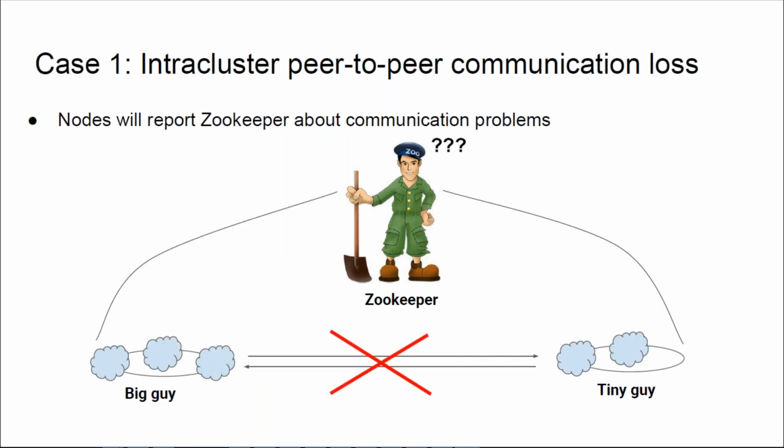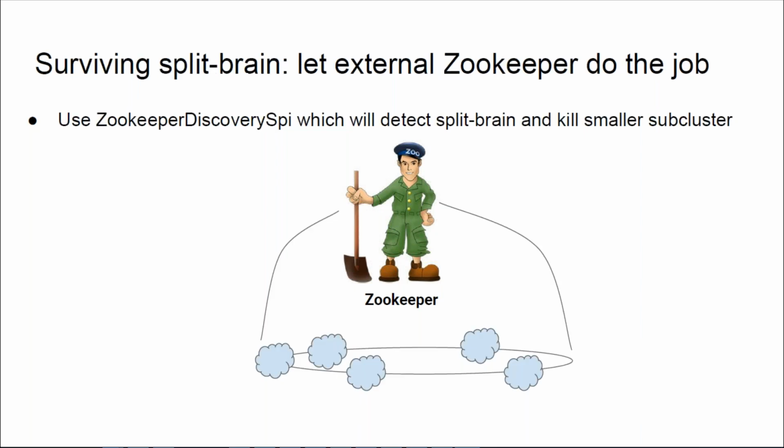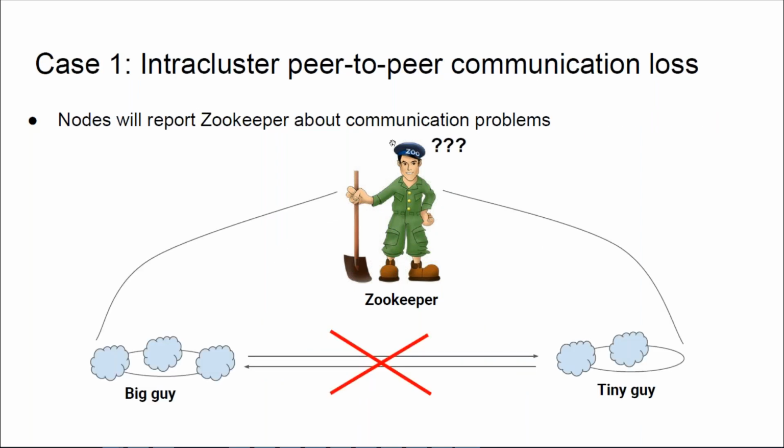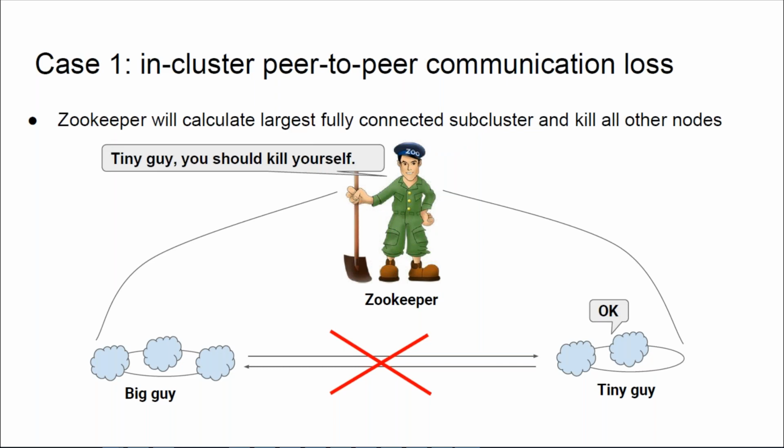So imagine that for some reason there are two cases. Actually, let's start with the first case. In the first case, we have intracluster peer-to-peer communication loss. It may happen if there are two data centers and the link between the two data centers is broken. But for some lucky reason, the clusters still have a connection to Zookeeper. Zookeeper will be immediately notified about connectivity problems, and it will decide which cluster should die. Zookeeper will calculate the largest fully connected subcluster and kill all the other clusters.